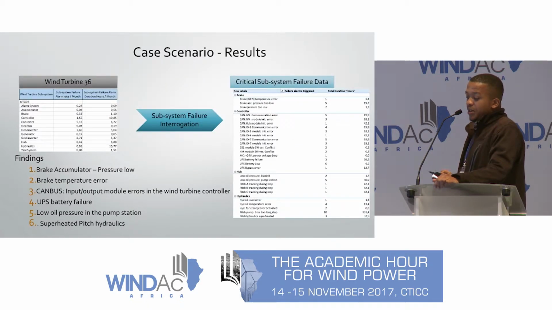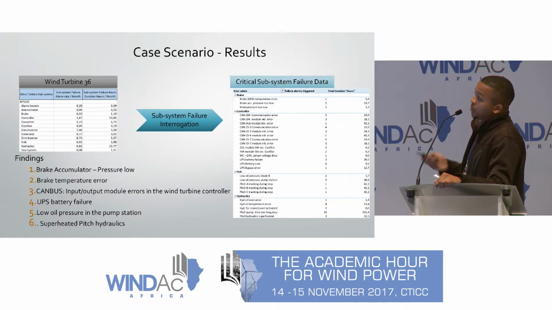So this diagram here shows wind turbine 36 that was chosen from the wind turbine population. By doing a further analysis of wind turbine 36 failure data, you realize that the brake subsystem, the controller, and the hub and the hydraulics were among the subsystems that were experiencing increased failure rates.